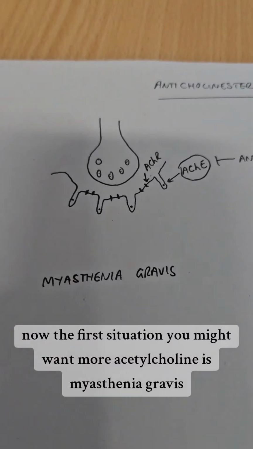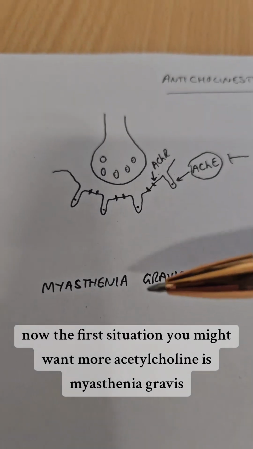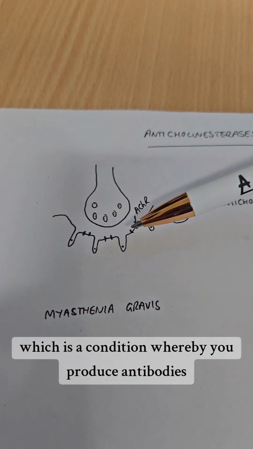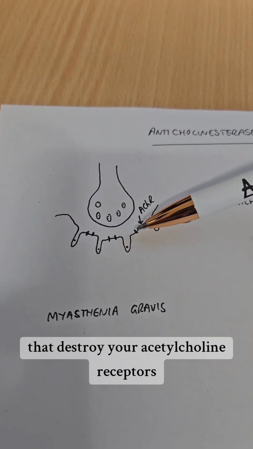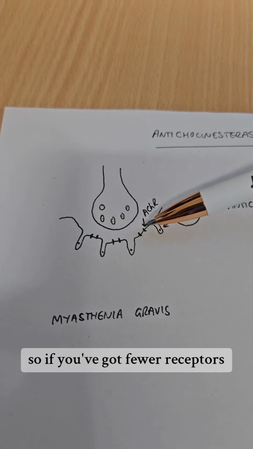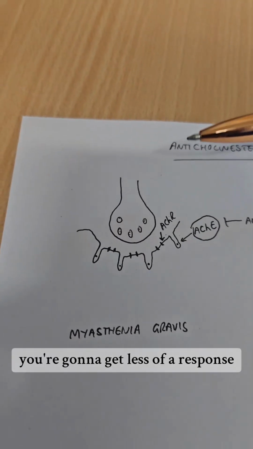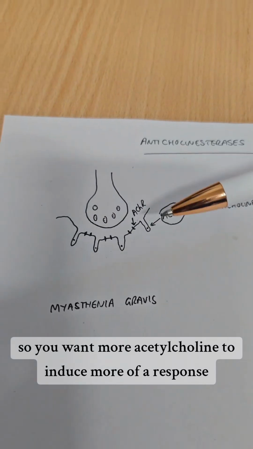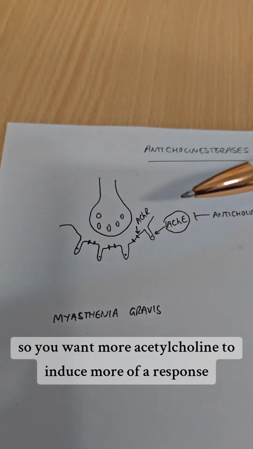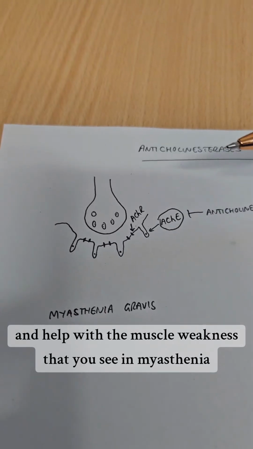Now, the first situation you might want more acetylcholine is myasthenia gravis, which is a condition whereby you produce antibodies that destroy your acetylcholine receptors. So if you've got fewer receptors, you're going to get less of a response, so you want more acetylcholine to induce more of a response and help with the muscle weakness that you see in myasthenia.